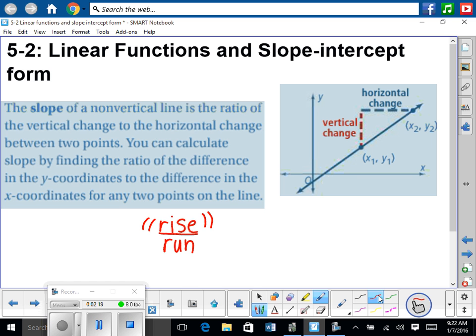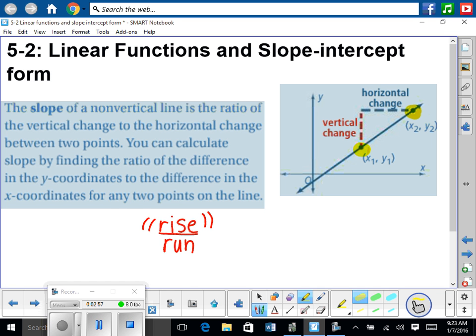So first of all, the slope of a non-vertical line. Non-vertical. So vertical would be this, right? Vertical. So the slope of a non-vertical line is the ratio of the vertical change to the horizontal change. So it's a ratio of vertical over horizontal, and that's between 2 points. We have this point right here, and we have this point right here. If we want to know the slope, we're looking at the vertical change over the horizontal change.